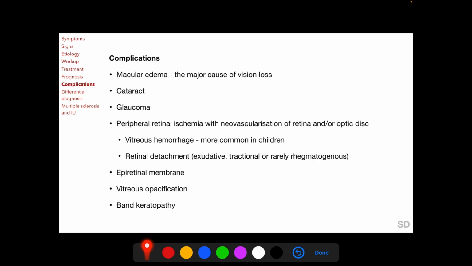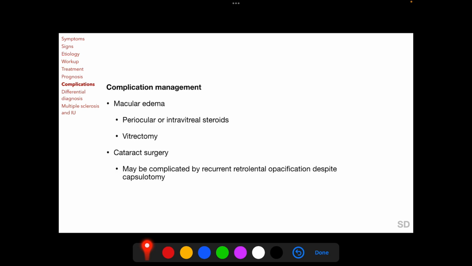Complications of intermediate uveitis include macular edema, which is the major cause of loss of vision in intermediate uveitis, cataract, glaucoma, and peripheral retinal ischemia with neovascularization of either the retina and or the optic disc. This may lead to vitreous hemorrhage, which is a more common presentation in children. Retinal detachment can occur and it's usually exudative or tractional, but rarely it can also be rhegmatogenous. Epiretinal membrane, vitreous opacification and band keratopathy are other complications of intermediate uveitis.